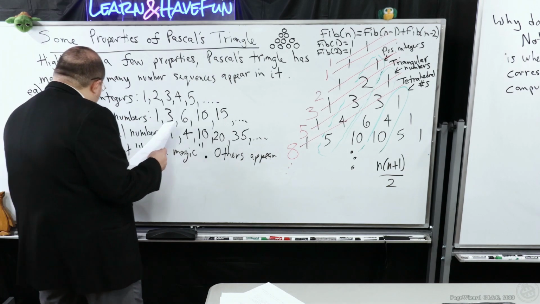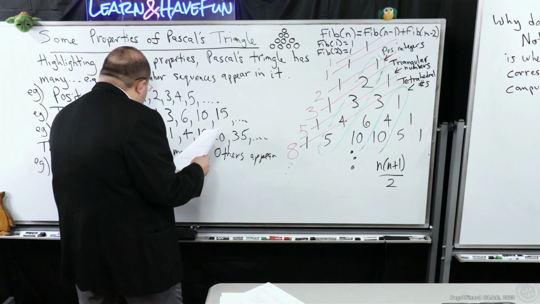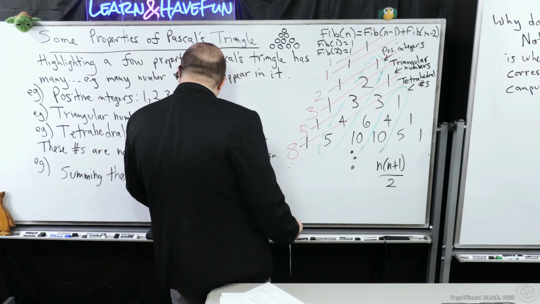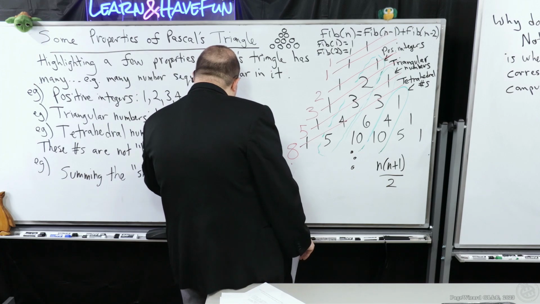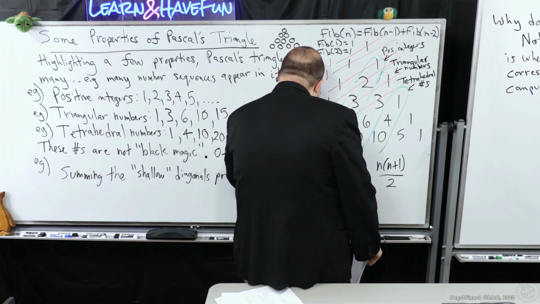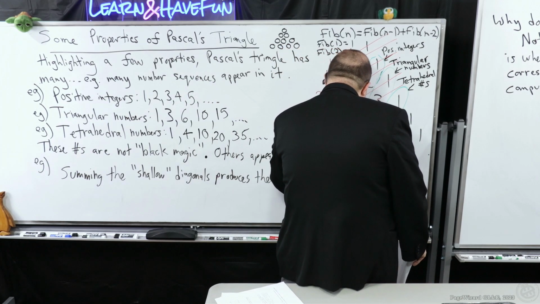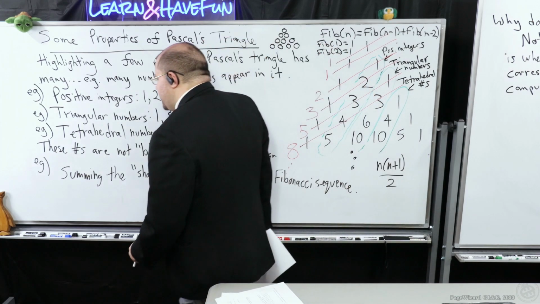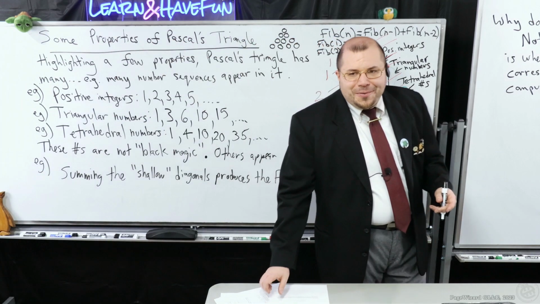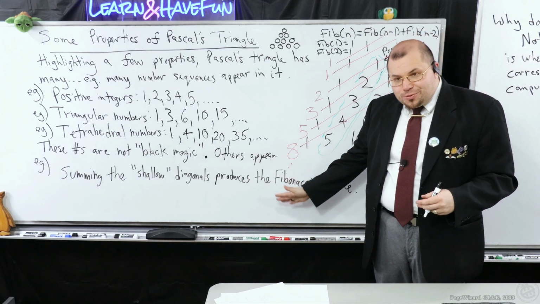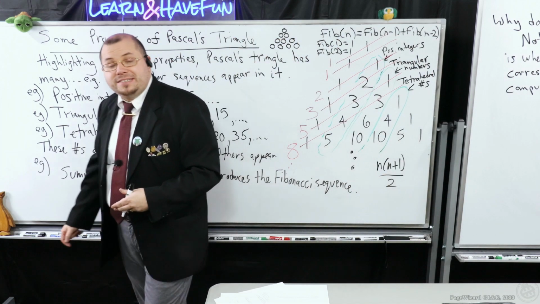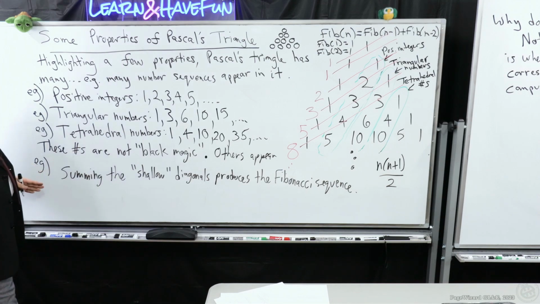So summing the shallow diagonals produces the Fibonacci sequence. So that's interesting, right? Now, there is a good reason for that. If you formalize what these shallow diagonals are carefully, you could prove using mathematical induction that this is in fact the case. Now, let me show you another property.